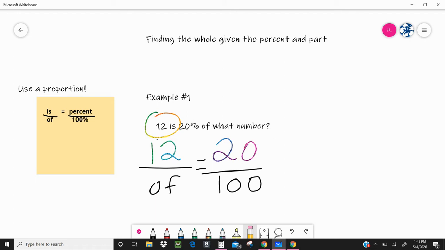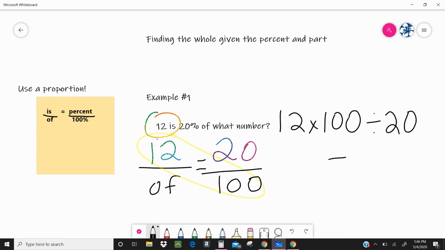Some of us can see the relationship on what's happening from here to here. We know that 20 times 5 makes 100. So 12 times 5 makes 60. So again, if you cannot see that relationship, we can go back to our cross multiplication. Let's look at the two numbers that are diagonal from each other, 12 and 100. And we're going to multiply 12 times 100 and divide it by 20. And that gives us a grand total of 60.